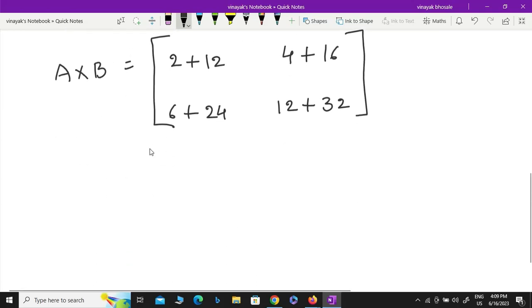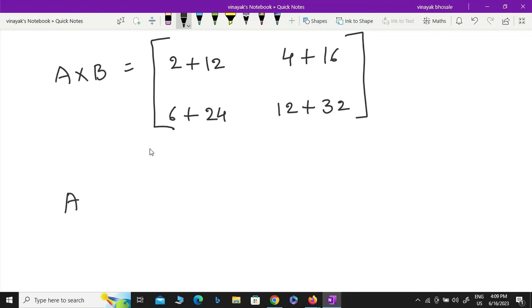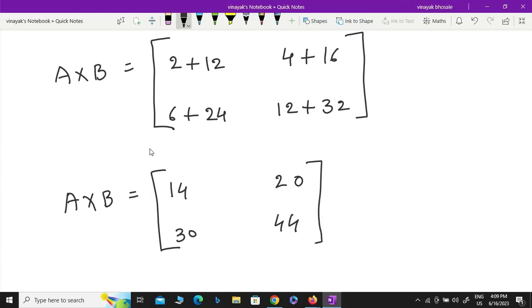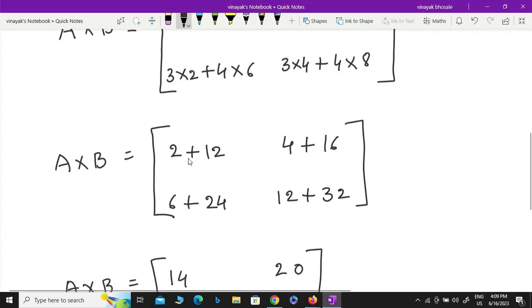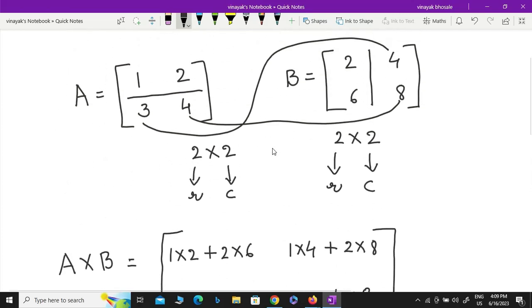Okay, and now let us add those values. A multiplied by B is equal to: 2 plus 12 is 14, and 4 plus 16 is 20, and 6 plus 24 is 30, and 12 plus 32 is going to be 44. Okay, so this is the final resultant matrix, and that's how you multiply two matrices of similar dimension.